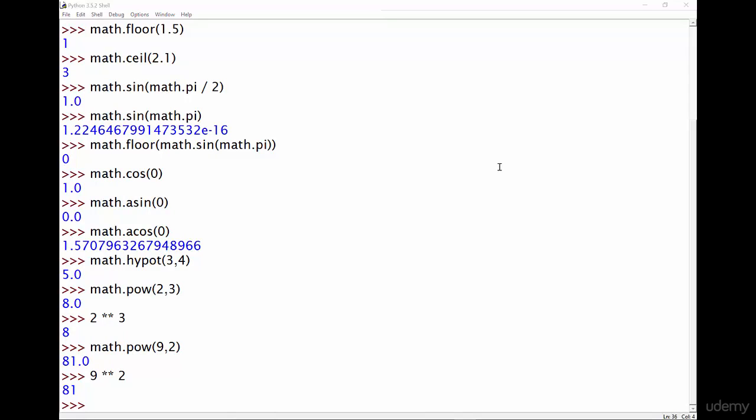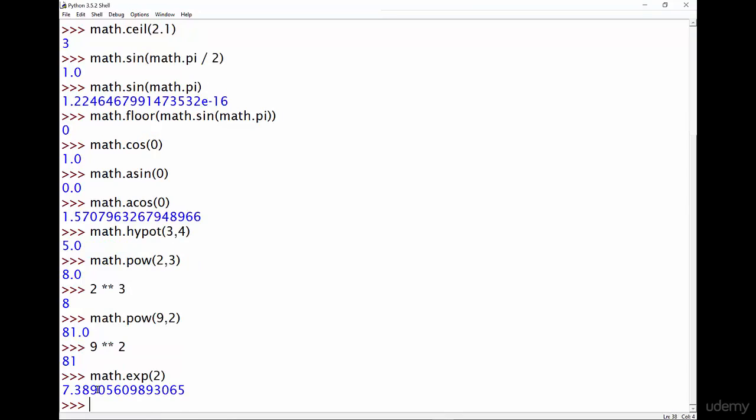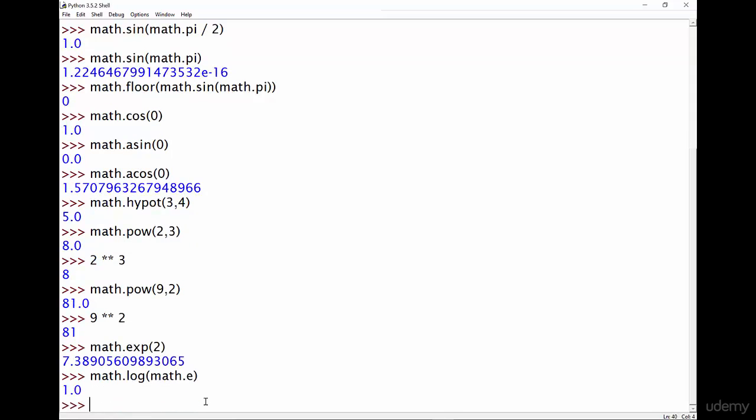You can also find the exponential of a number using the math.exp function. So for example, if we wanted e to the power of 2, we could just type math.exp of 2, and that's going to give us 7.39, which if you type it in the calculator, you get the same thing. The same goes for natural logs. As we know, the natural log of e always equals 1. So we can see this result when we type math.log of math.e as a constant. We're going to see 1 come out.